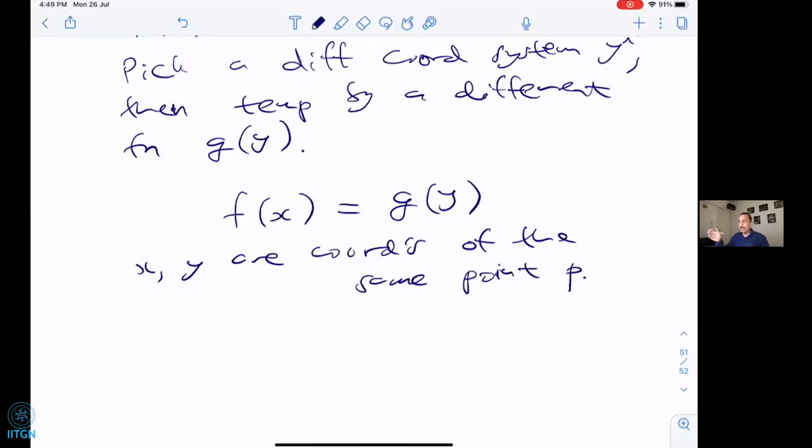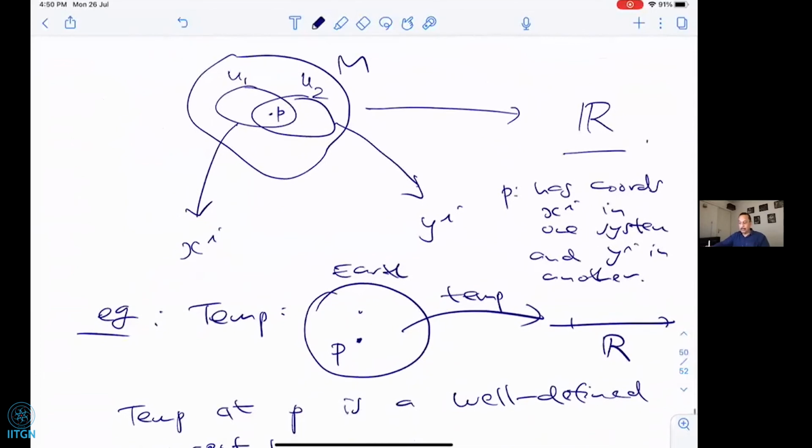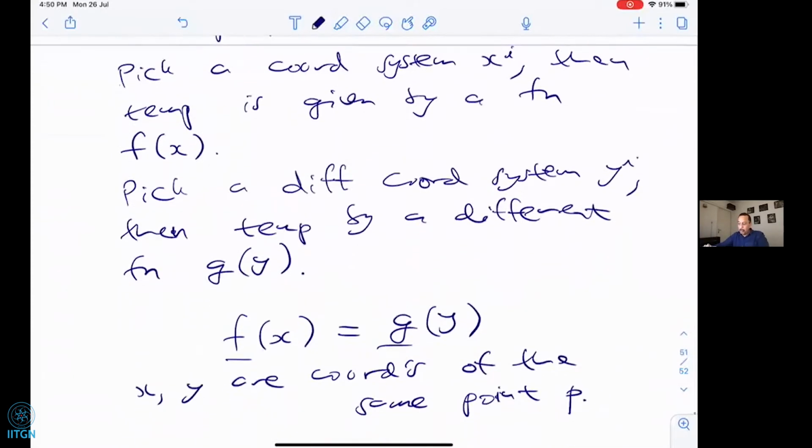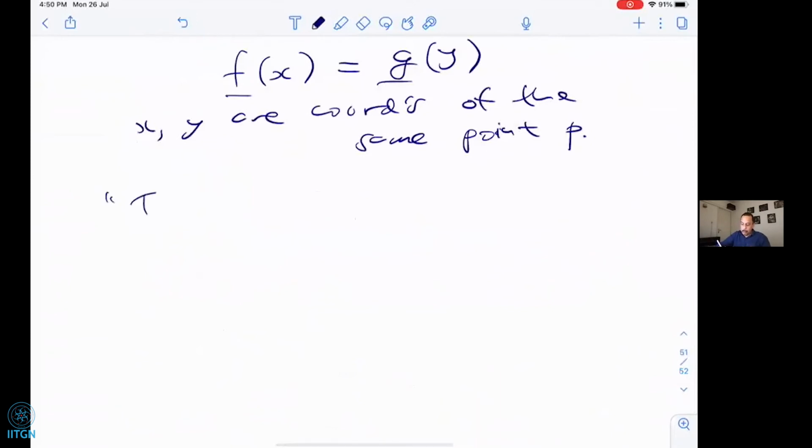This is very key, and if you want, you can look in the book for a more precise and detailed description of this fact. Now, f is one function and g is another function, but really the temperature function was a single function. I keep using temperature because it's as good as considering any function from a manifold to the real line. So we say that temperature, this is well known in physics also, is a scalar function.